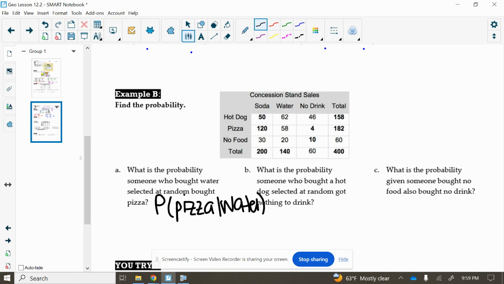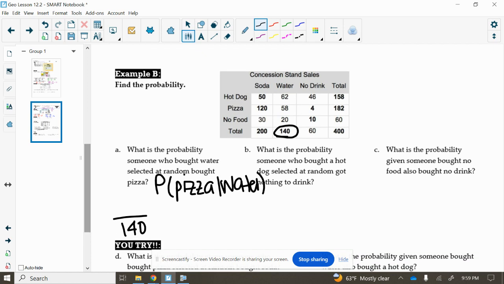So our water people, there were 140 total. So that's the denominator. And then from there, we're also looking for someone that bought pizza from the water category. That's 58 of them. Simplify that, both of these are divisible by 2. So 29 divided by 70, or if we asked for it as a decimal, 0.41 would be your answer.